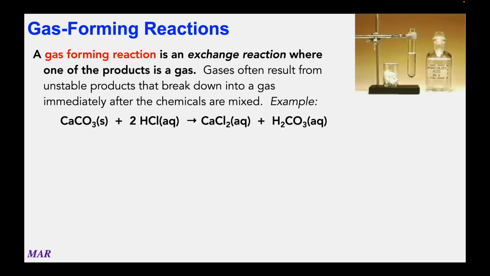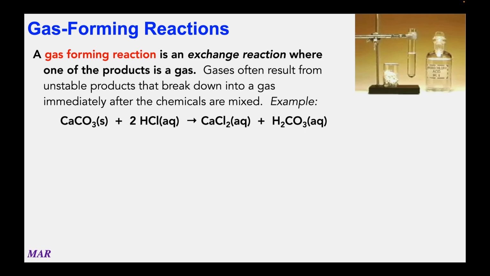We talked about precipitation reactions. Let's talk about some other types of reactions now too. Oh, we also talked about acid-base reactions as well. A gas-forming reaction is an exchange reaction, double displacement, and one of the products is going to be a gas. So calcium carbonate there is reacting with hydrochloric acid to make calcium chloride and what's called carbonic acid, H2CO3.